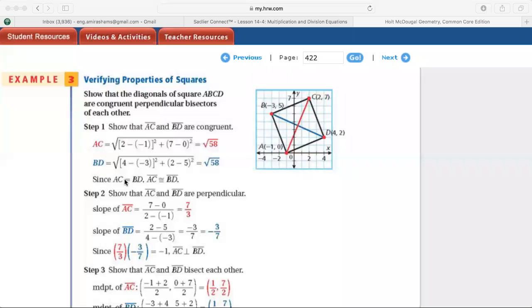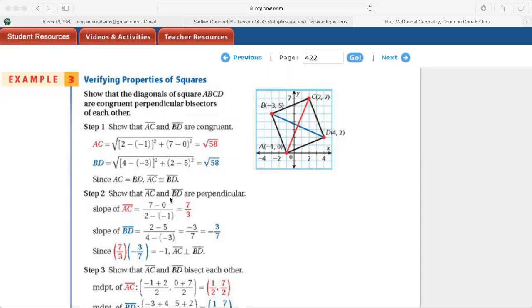So since AC is equal to BD, AC is congruent to BD. So I proved the first one, which showed that the diagonals of square ABCD are congruent. How did I prove it? I got their measures, and their measures are equal: the square root of 58, both of them.